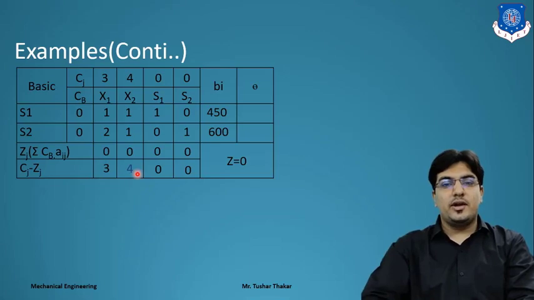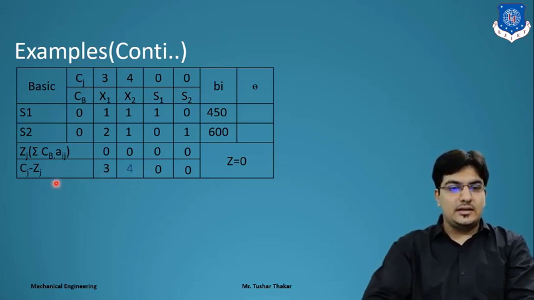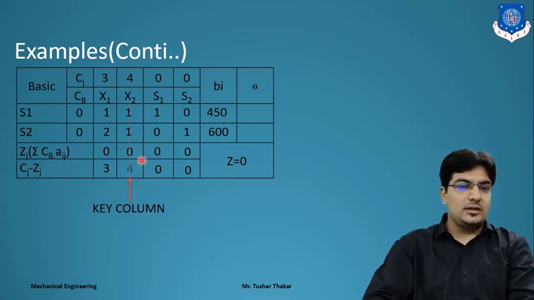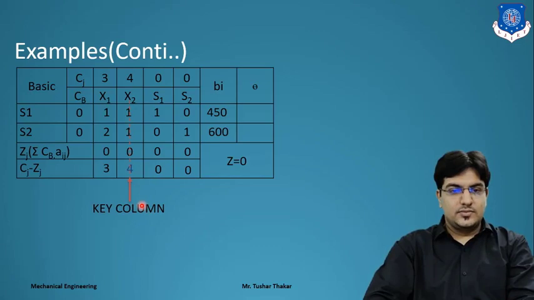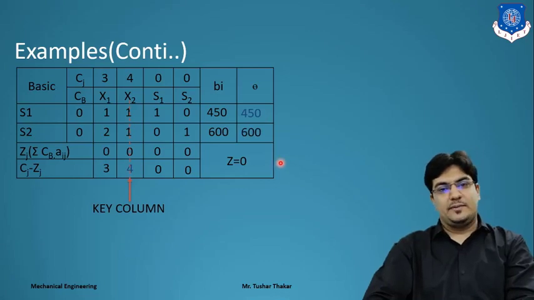For that, we take the maximum value of cj minus zj, and that is our key column. Now we find the key row. The key row is found from bi divided by the key column elements, that is 450 by 1 and 600 by 1. We can write 450 and 600 over here.